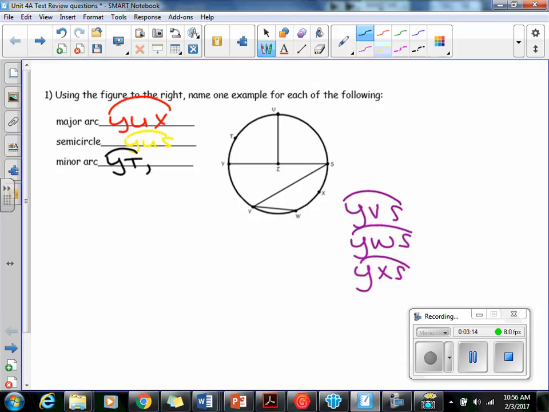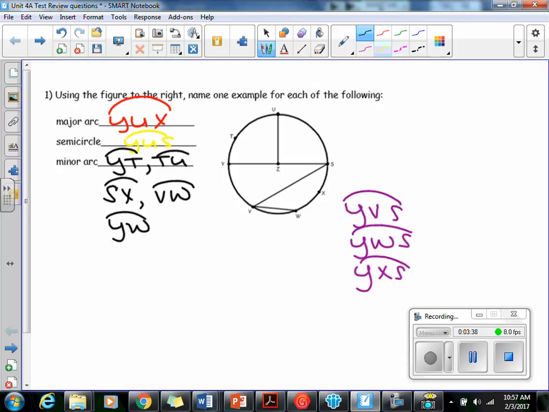Another minor arc would be TU. Give me another one. SX. Okay, arc SX. Did you say YW? Let's see, VW. What else? SX, oh, you said that. Okay, we got that. XW. You can do YW. You get the hang of it though, right?